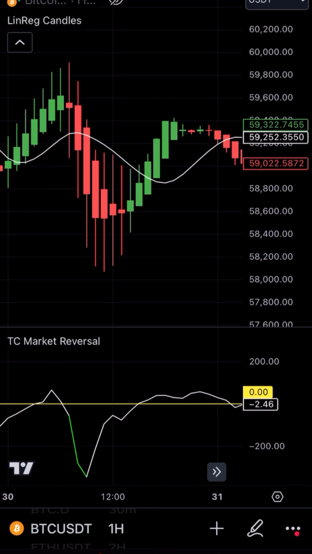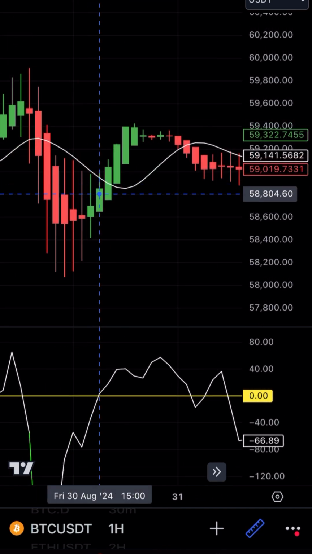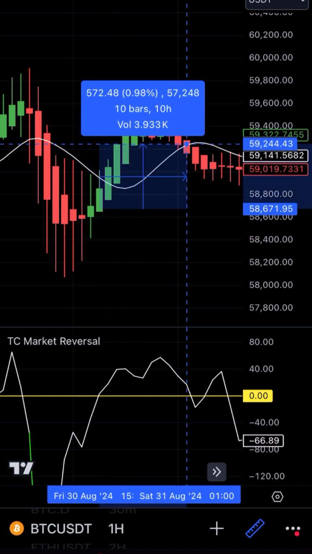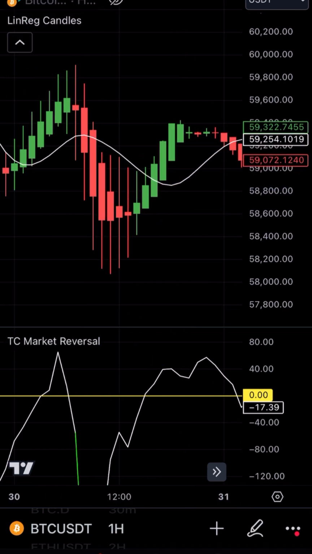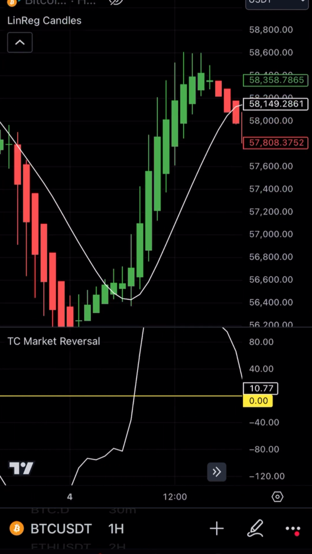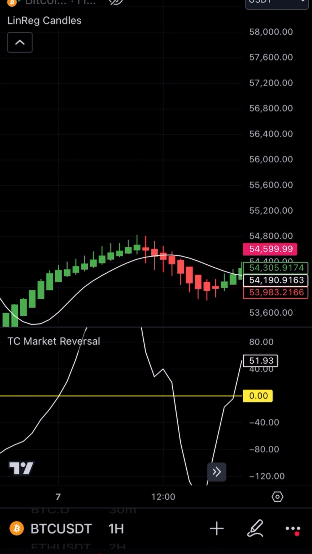Let's look at a couple more. You see it crossing up right here, so you would enter right about here. You would ride it out till here, and you would be in profit. So this gives you very accurate enter and exit points.